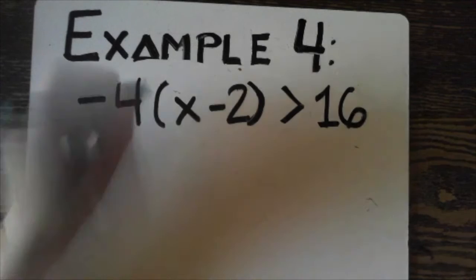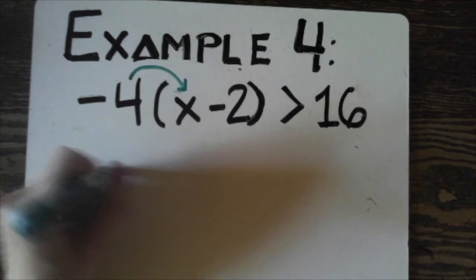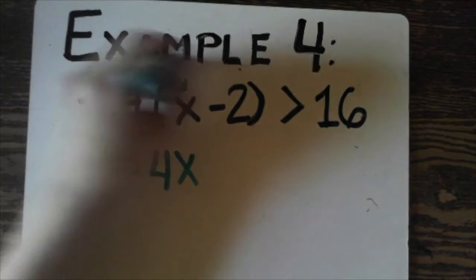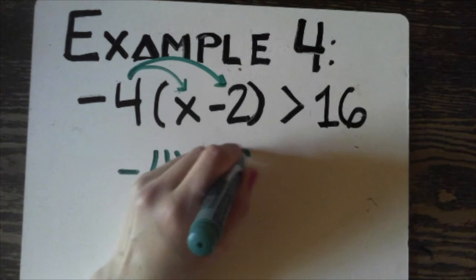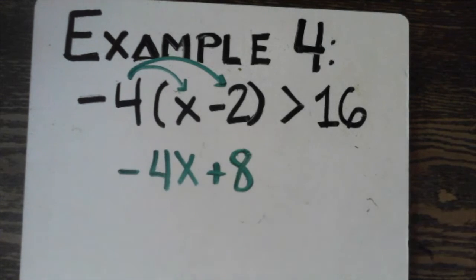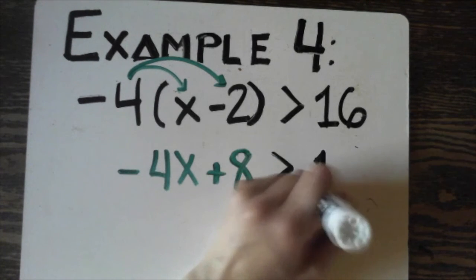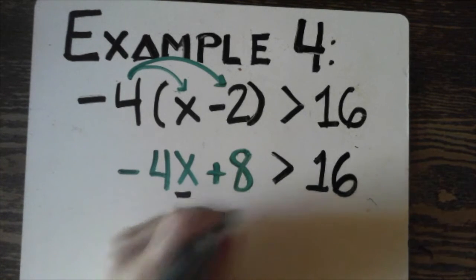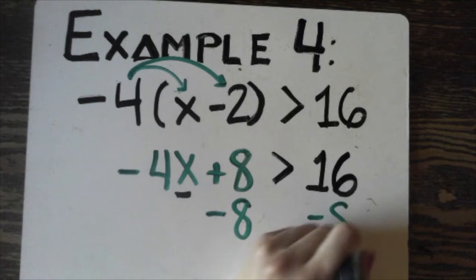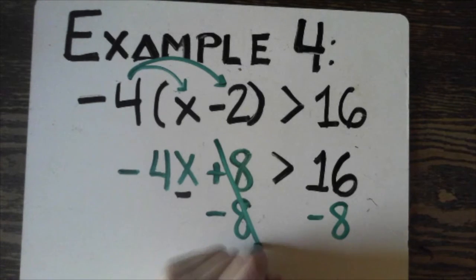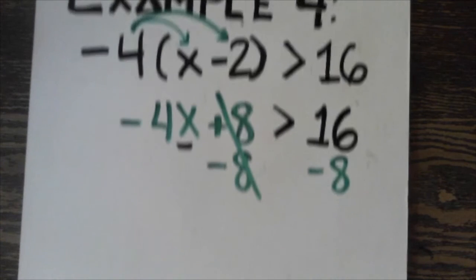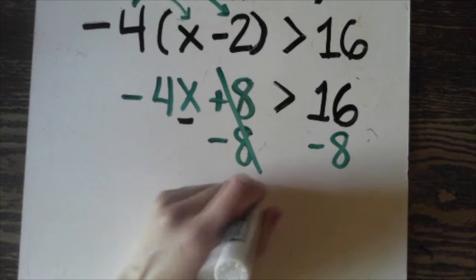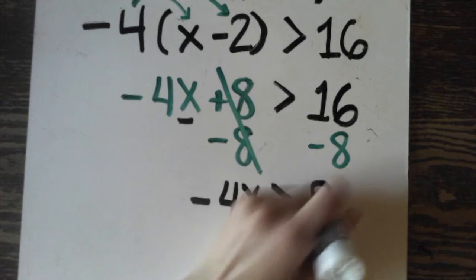In example number 4, we have -4 times x minus 2. And for this, we need the distributive property. We need to say -4 times x is -4x, and -4 times -2 is +8. And that is all greater than 16. We begin on the left because that's where our variable is, and we look for plus or minus. We have a +8, the opposite is -8 on both sides, and when we perform the operation, we are left with -4x is greater than 16 minus 8, which is 8.